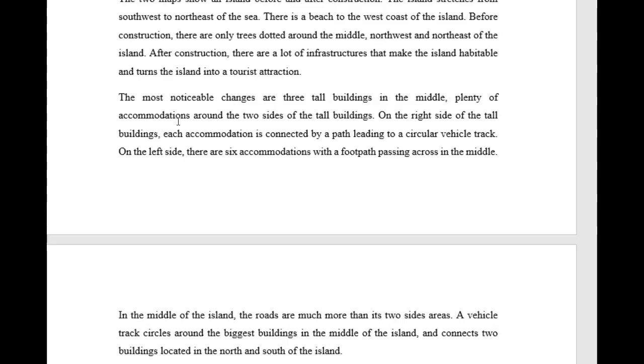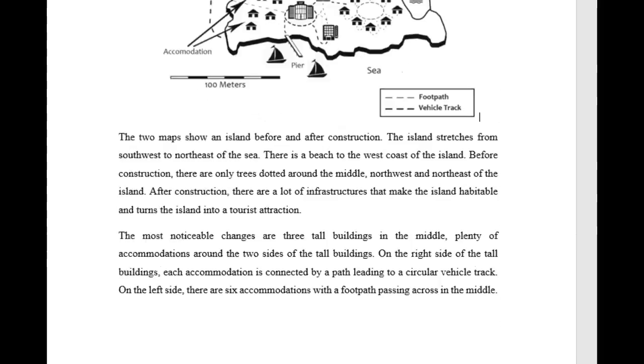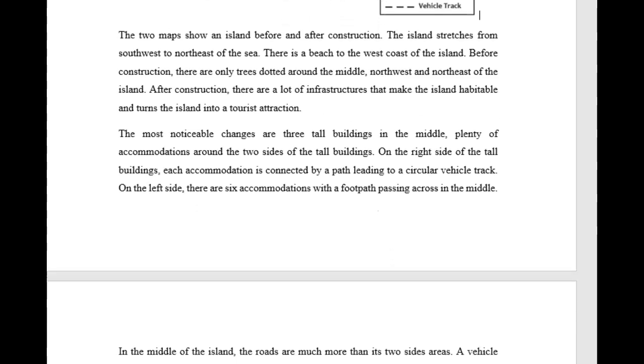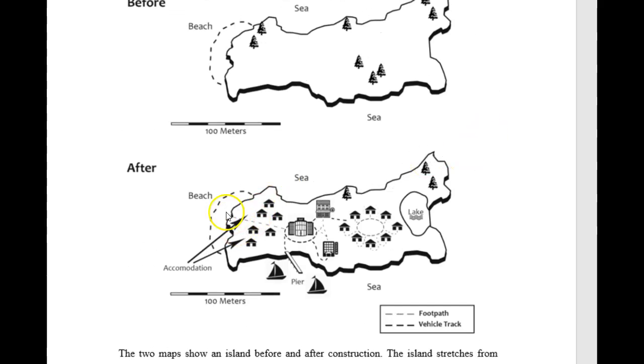All right, it's a little awkward. So there are 6 accommodations on the left side with a footpath passing through them, I guess you could say, from the beach to the center of the island. That would have been a good way to say that.